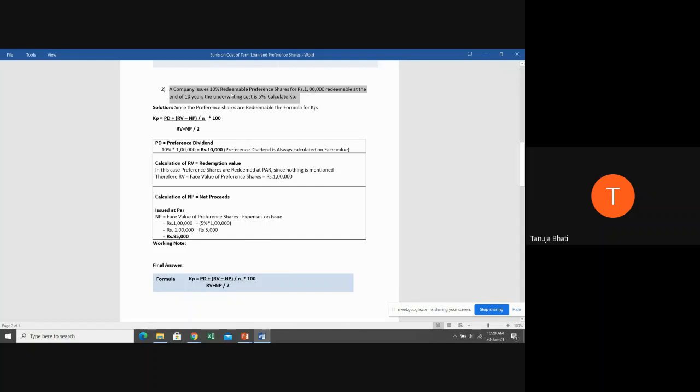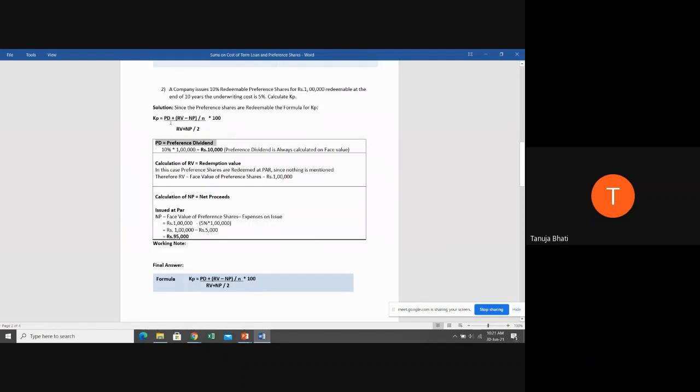Now, since it is already given as redeemable preference shares, you need not put your head to find out whether it is irredeemable or redeemable. When it is redeemable preference shares, what formula are you supposed to use? KP equals PD plus RV minus NP divided by N, the whole divided by RV plus NP divided by 2, into 100.